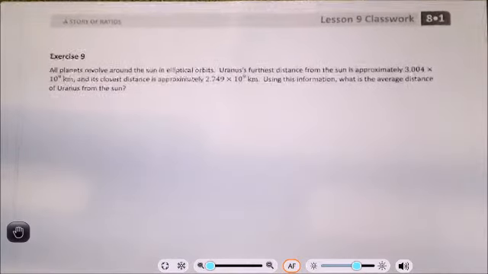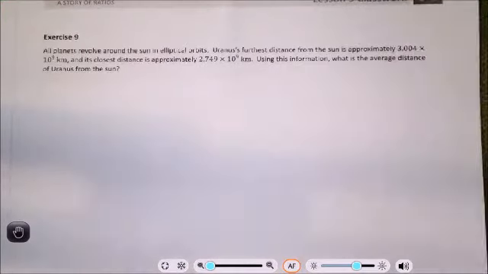Exercise 9 says all planets revolve around the sun in elliptical orbits. That means they're kind of oval shaped. Uranus's furthest distance from the sun is approximately 3.04 times 10 to the 9th kilometers, and its closest distance is approximately 2.749 times 10 to the 9th kilometers. Using this information, what is the average distance of Uranus from the sun?